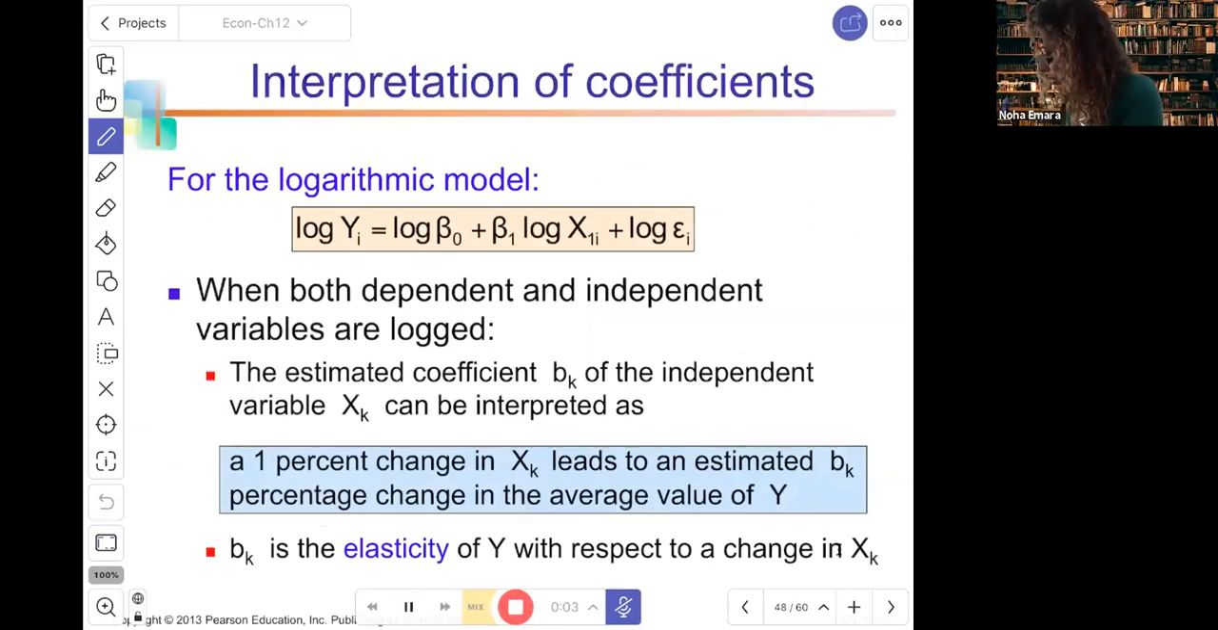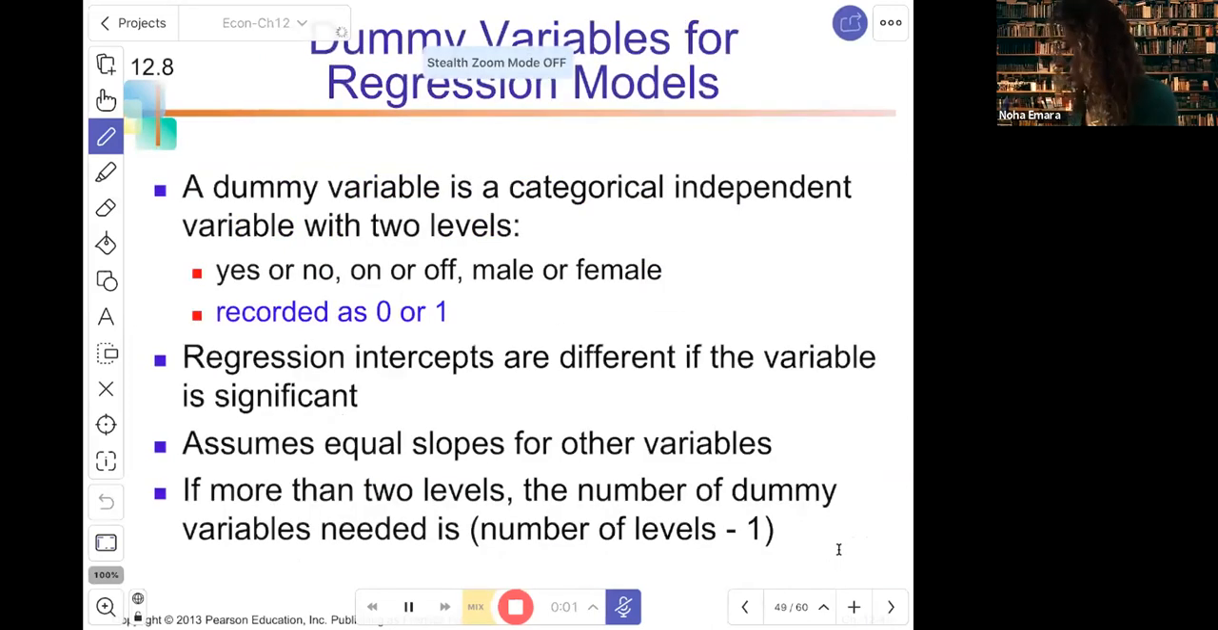Again, as I mentioned already, it's all about percentage change. So to interpret the model, it's nothing about any linearity. It's all about percentage change, okay? A very good application is elasticity. And we do study the price elasticity of demand in both the introduction to macro and the intermediate level macro.